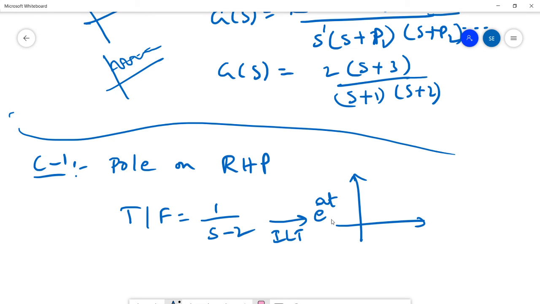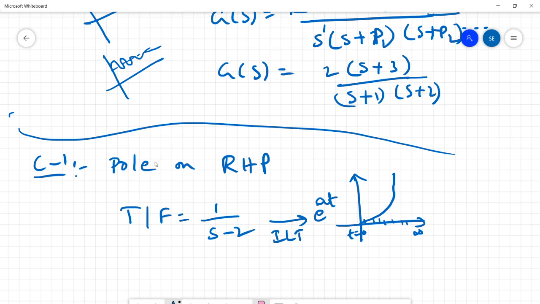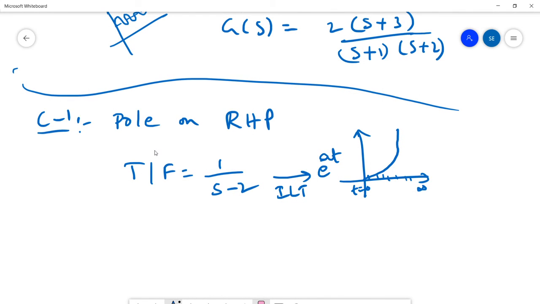For this kind of response, what exactly does e to the power of at mean? If you plot a graph for different values of t, substituting t equal to 0 to t equal to infinity, you will get the response in this way, right? So for this, if you apply the final value theorem, what happens?